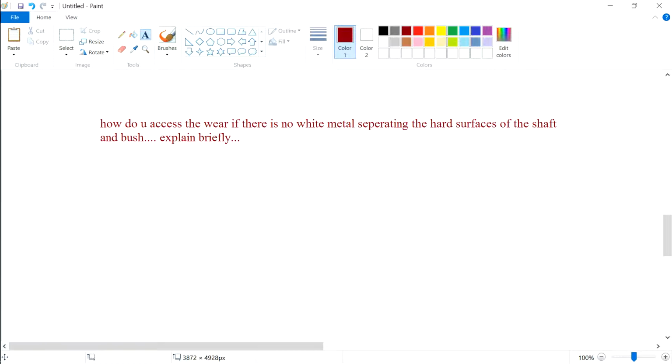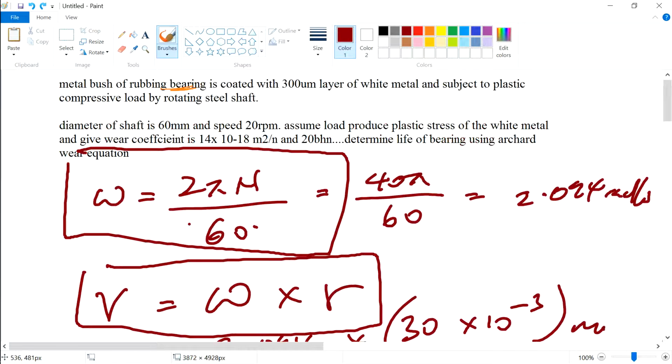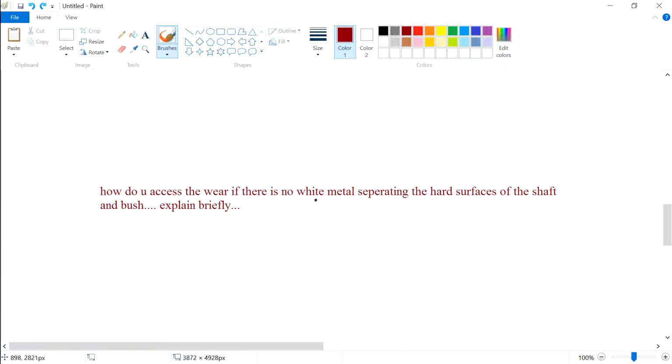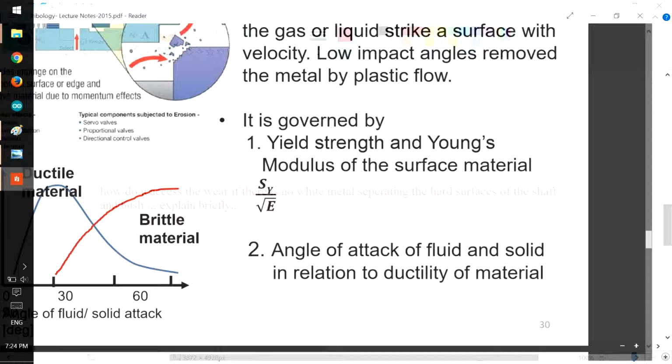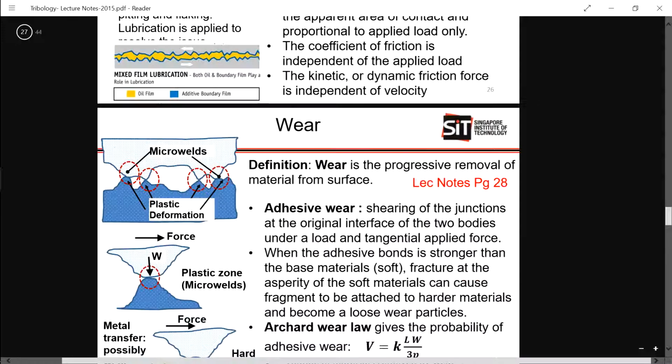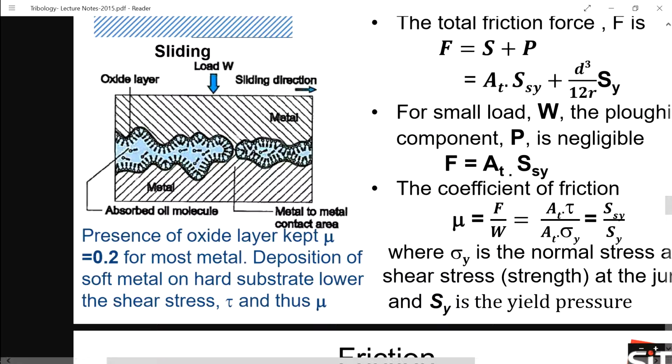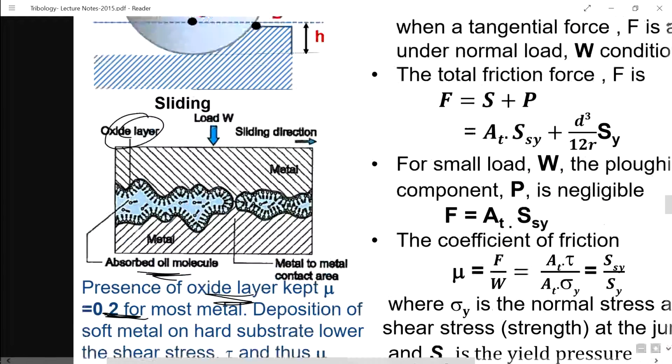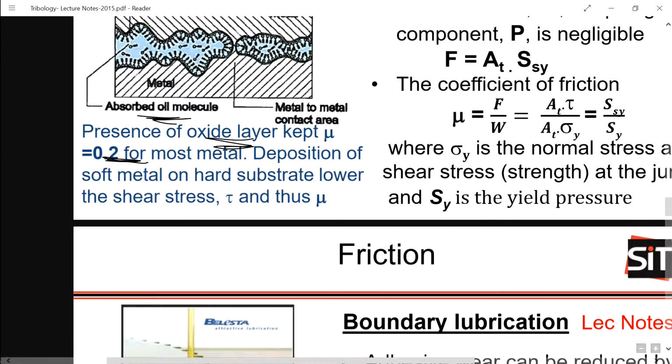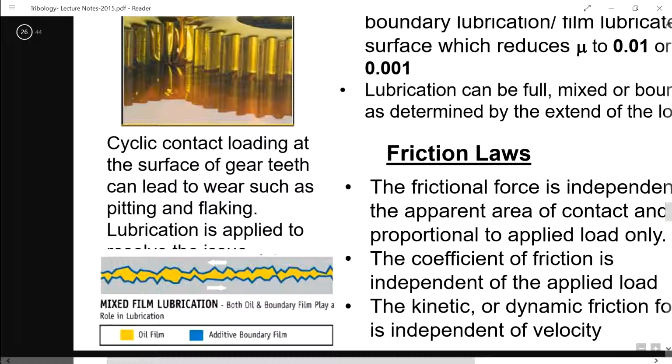It asks how you assess the wear if there is no more white metal, the sacrificial metal, and only the hard surfaces of the shaft and bush. But meanwhile, I just want to also talk about the white metal. White metal itself talks about the oxide layer, I believe. Okay, which is this page, which deals with the oxide layer. Alright, presence of metal. I don't know whether it is purposely. I don't think it's purposely. It's more on the micro welds, I think. But anyway, just take note of this value 0.2 in case anything happens.